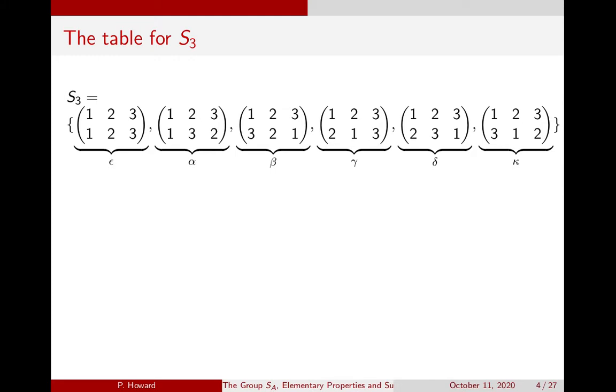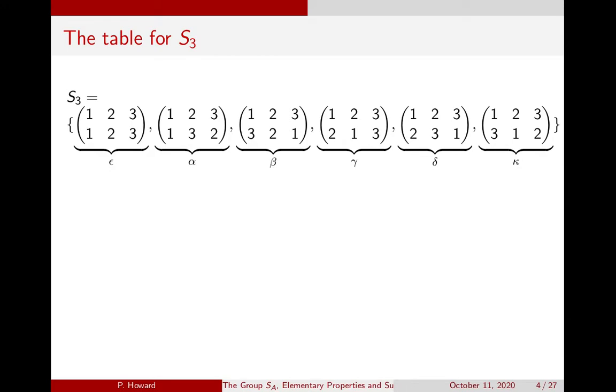Here is a complete listing of the group S sub 3. These are all the permutations of the set whose elements are 1, 2, and 3. There are 6 of these, and I want to give the table for S sub 3 and the operation of composition. So I've given each of the elements of S sub 3 a Greek letter name. Epsilon, as usual, is the identity, and then the remaining 5 elements of S sub 3 are alpha, beta, gamma, delta, and kappa.